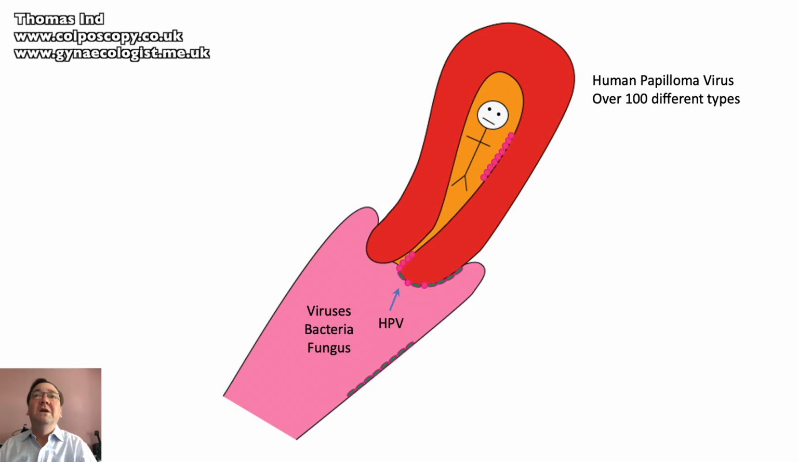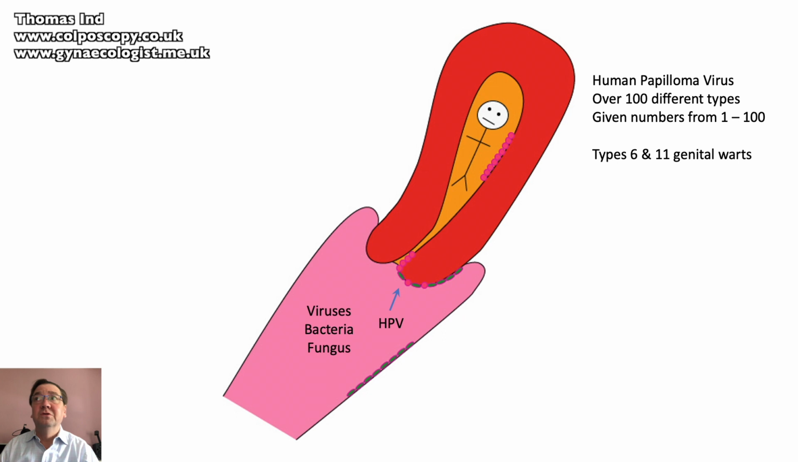Now, there are over 100 different types of HPV. They're all very similar and they're all given numbers from 1 to 100. Type 6 and 11 cause genital warts, but they do not cause cancer. So if you have genital warts and you're worried that this means you might develop cancer, please don't worry. There are other types which are associated with the development of cancer a long time in the future, and examples of these include 16, 18, 31, 33 and 45.